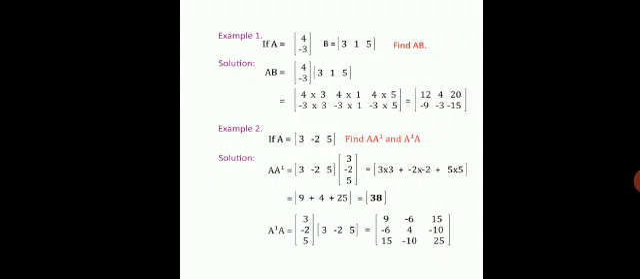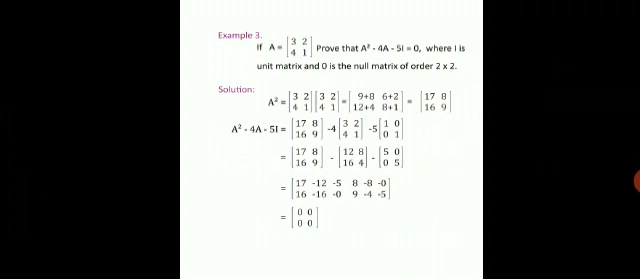Similarly, for second row with the first column, second column, third column respectively, you get minus 2 into 3, minus 6, minus 2 into minus 2, plus 4, minus 2 into 5, minus 10. Similarly, third row with first column, second column, third column respectively. 5 3s are 15. 5 into minus 2 is minus 10. 5 into 5 is 25. Understood, students?